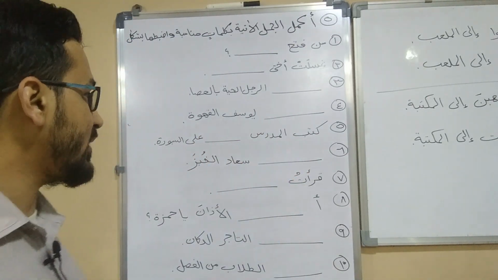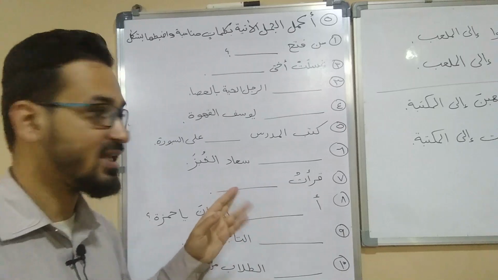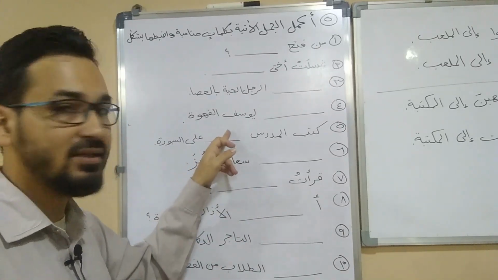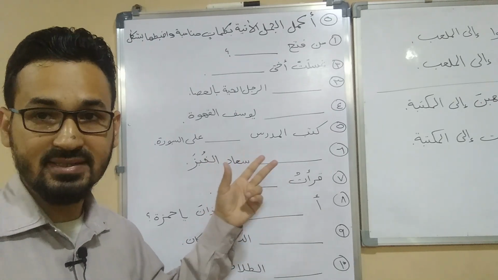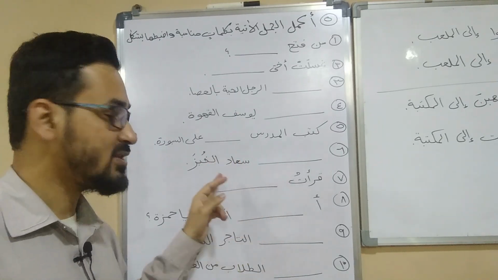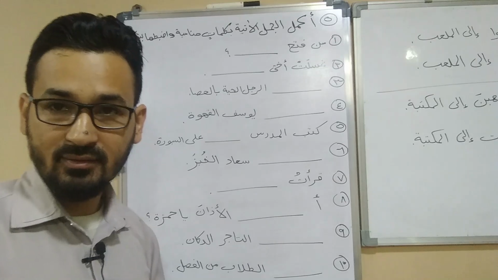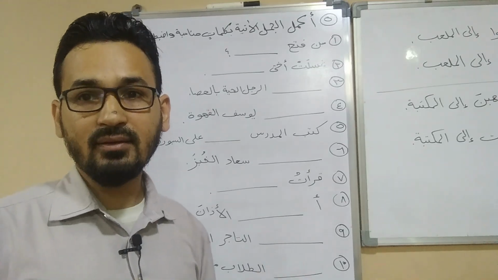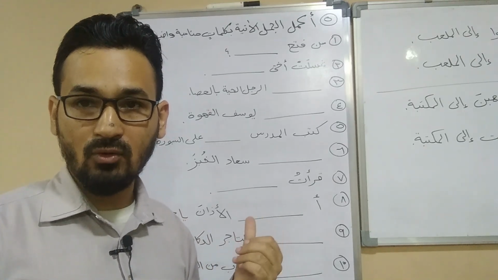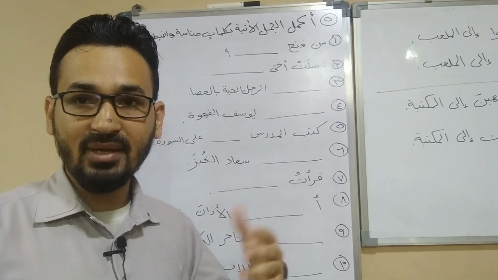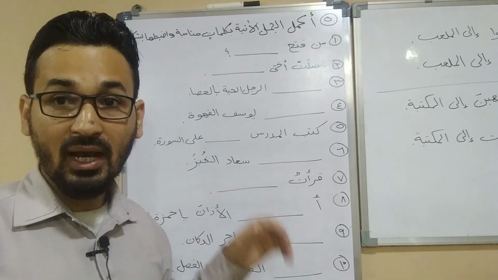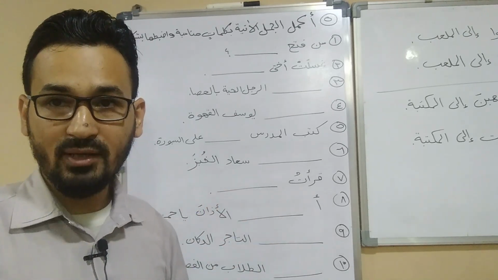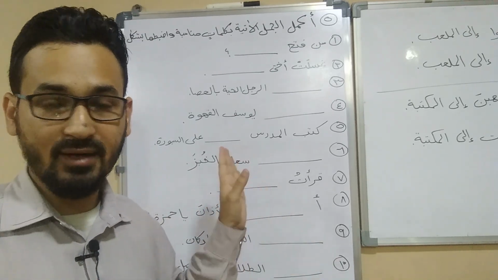Number 5, كتب المدرس الدرس على السبورة. So you have to write here dars. الدرس مفعول. كتب is also a transitive verb. Number 6, سعاد الخبز. So سعاد أكلت سعاد الخبز. Saud ate bread, or you can say طبخت سعاد الخبز, Saud made bread. Whatever you wanted to write, just write it.